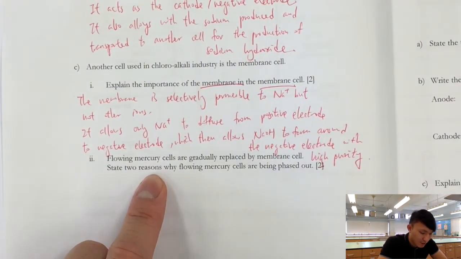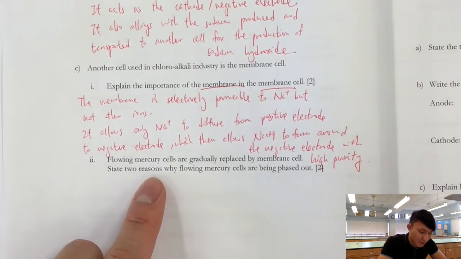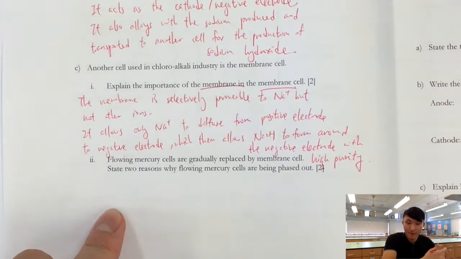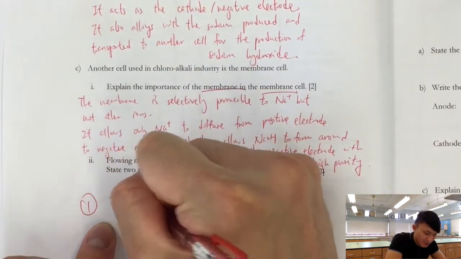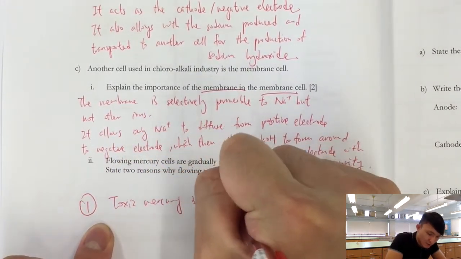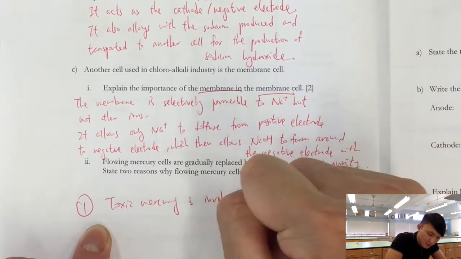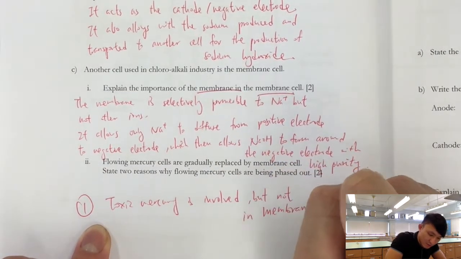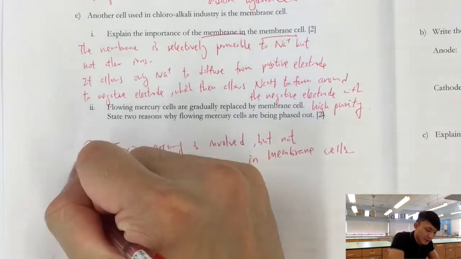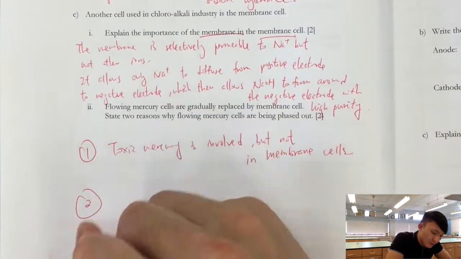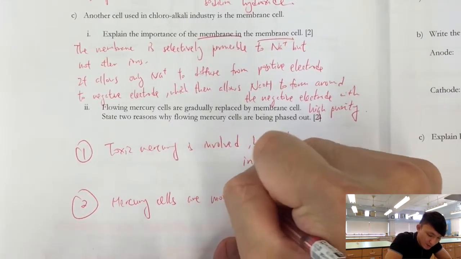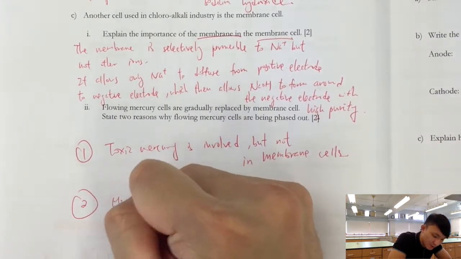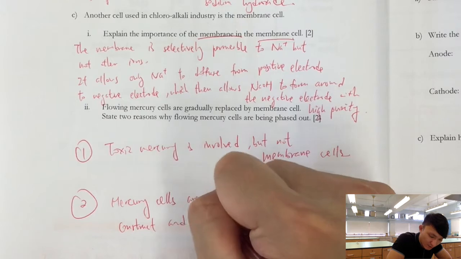Flowing mercury cells are gradually replaced by membrane cells. Give 2 reasons why mercury cells are being phased out, so you can copy back from the notes. You can say that it is because toxic mercury is involved, but not in membrane cells. And also say that mercury cells are more expensive to construct and operate.